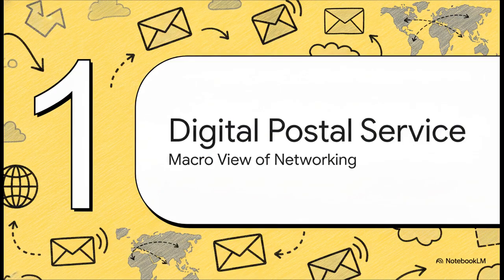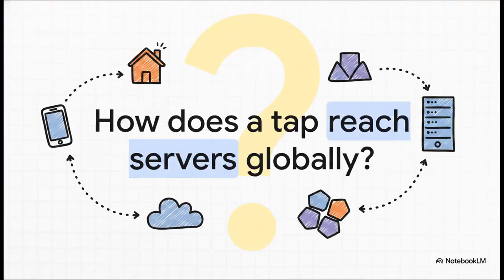Section 1. The Digital Postal Service, the macro view of global networking. I want you to think about this for a second. How does a single tap on your smartphone reach a server completely across the globe? When you open up a website, your data doesn't just magically teleport to the other side of the planet. No, it physically travels. It goes from your local modem to your internet service provider, blasts through massive international hubs, and finally hits the destination server.